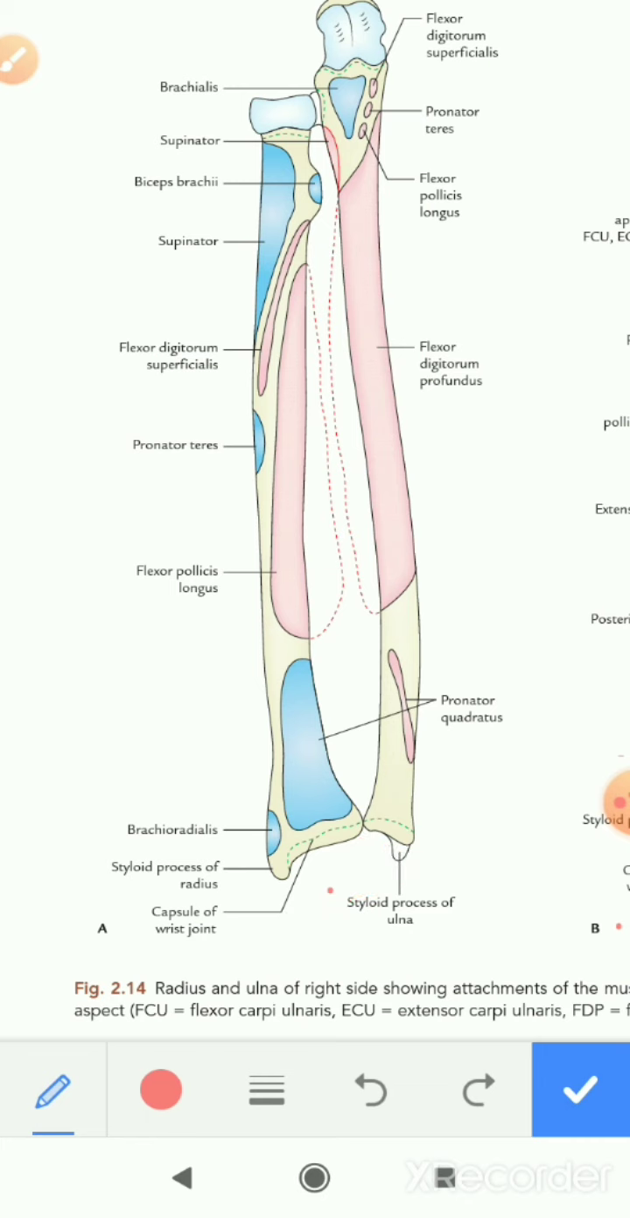Now come to the styloid process. The styloid process lies posteromedially. At the tip of the styloid process, there is attachment of the medial collateral ligament. So the tip of the styloid process gives attachment to the medial collateral ligament of the wrist joint.